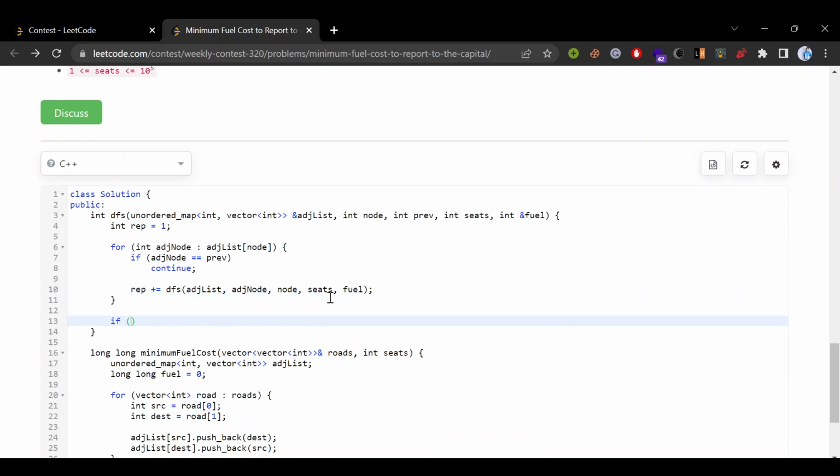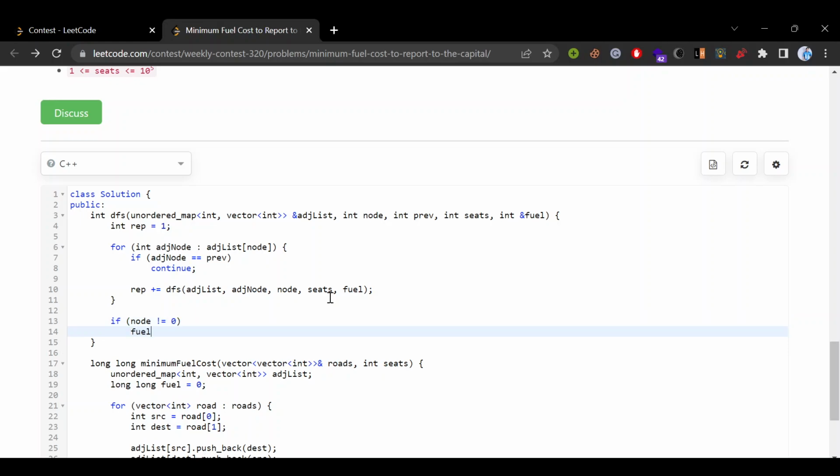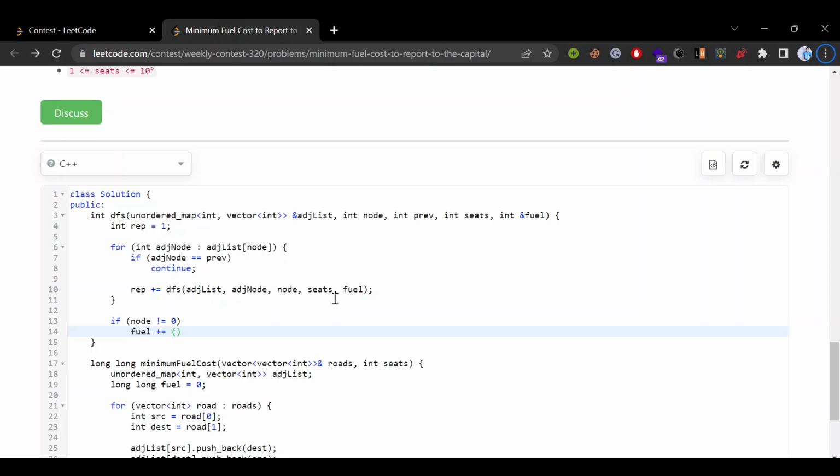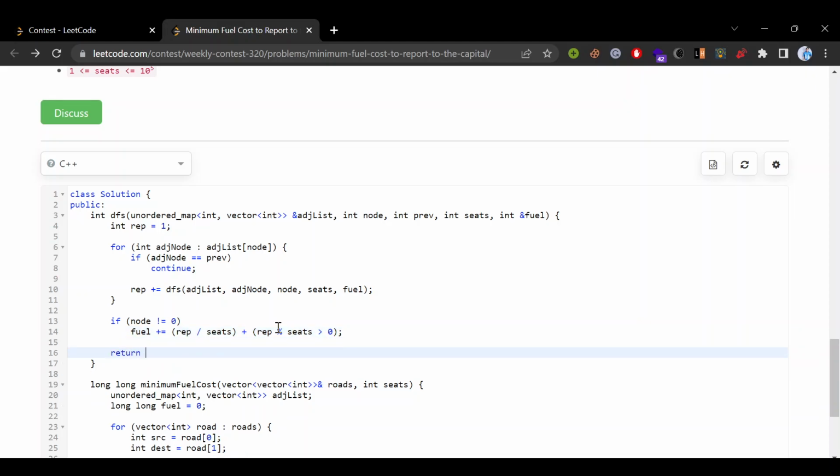Now after this part, I will say if node is not equal to 0, because at 0 we don't want to send any car from the capital, right? We need to send the car further on if it is not a capital, right? So fuel will be plus equal to, now the formula that I have shown you, total representatives divided by seats. So that means representatives divided by seats plus of representatives modulus of seats is greater than 0, or not equal to 0. It's one and the same thing. And we will return the number of representatives, right?